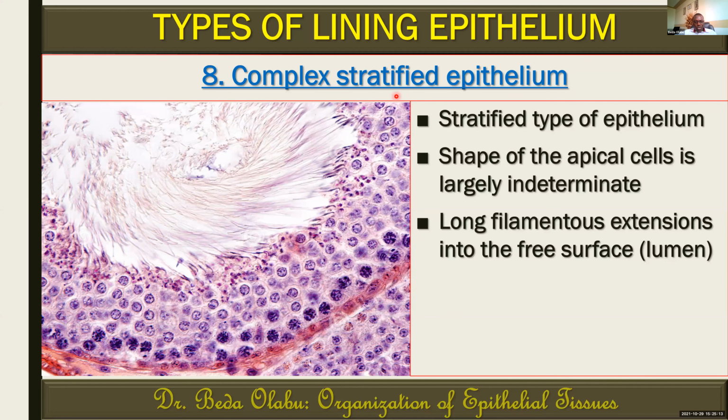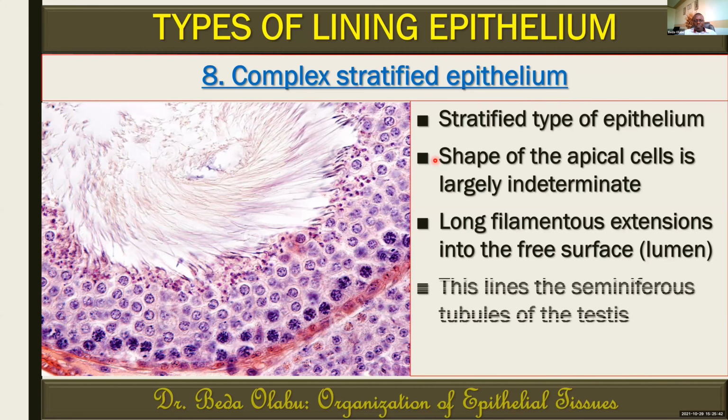So you understand why stratified? Complex because we cannot really tell the shape of the cells on top. No particular shape that we can commit to. We call it complex stratified just for simplicity of grammar. We wouldn't have called it stratified complex.